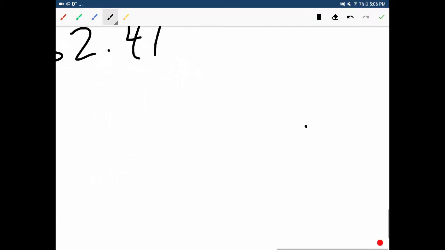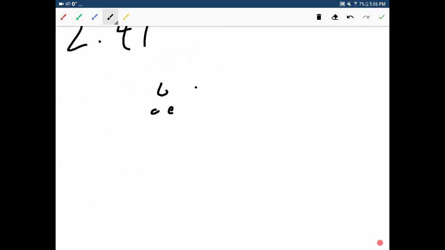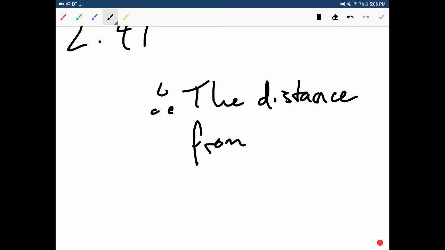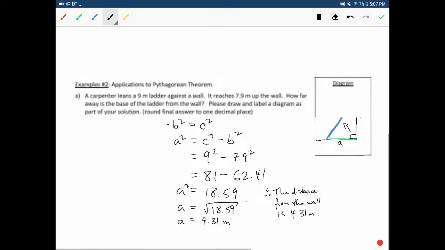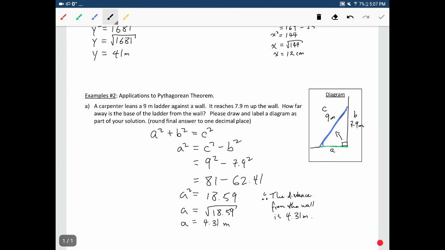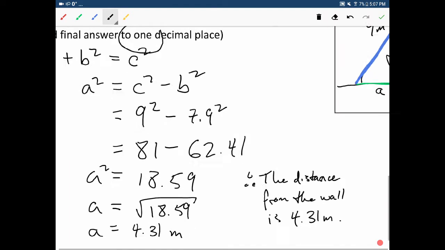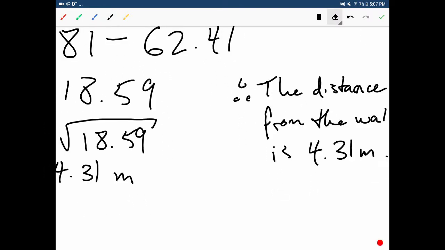Okay, and then we will add our measurements, but we're not done this time because, of course, it's a word problem. So we have to say, therefore, the distance from the wall is 4.31 meters. It's always important to make sure that your therefore statement does indeed answer the question that was asked, which it does: how far away from the base of the ladder from the wall. So the distance from the wall is 4.31 meters. Does indeed answer it, although I am realizing that I rounded to 2 decimal places and it says 1. So we will correct that just by rounding it there. And we'll make it 4.3 meters.